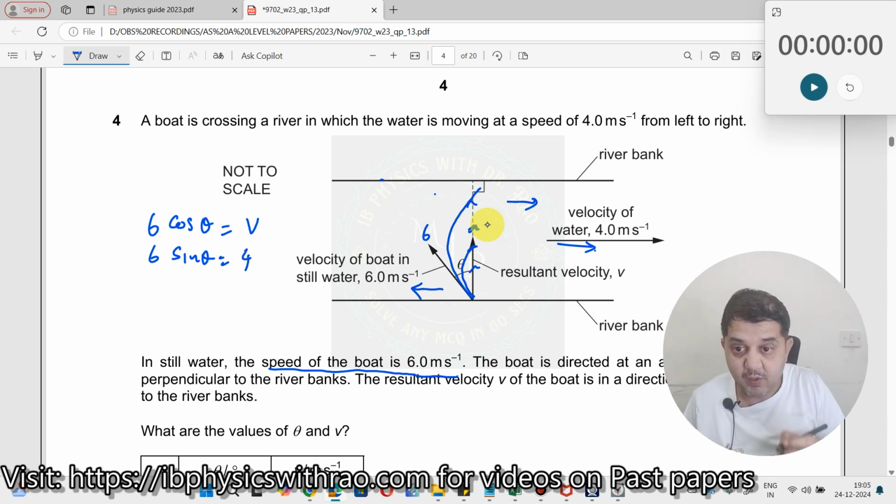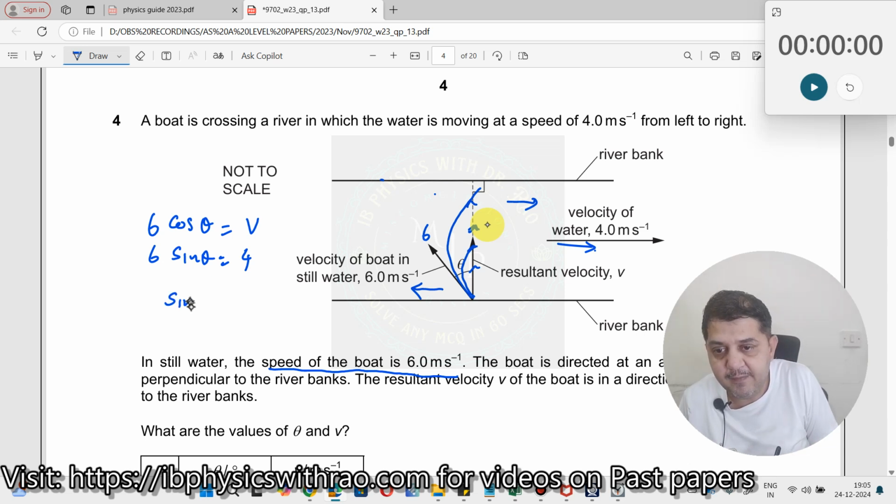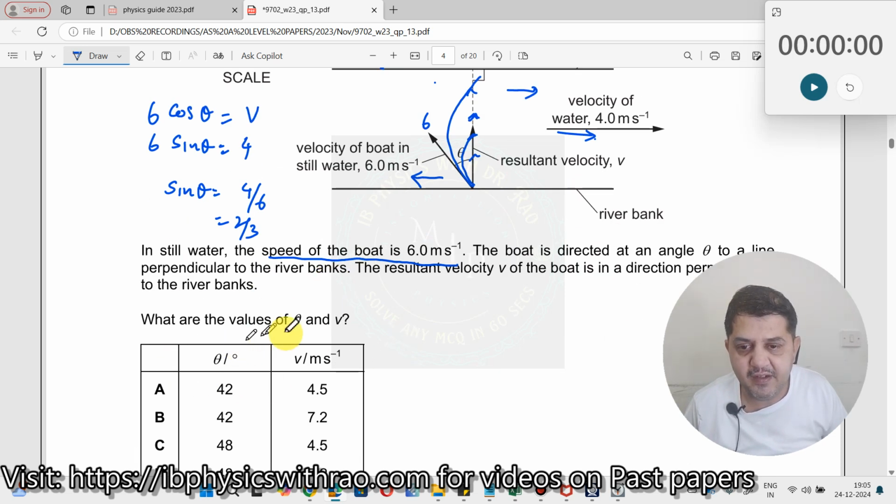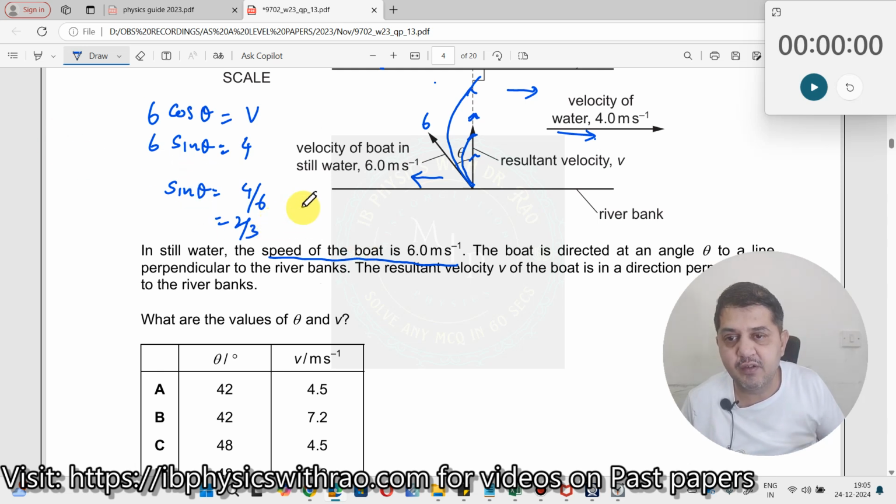Now we'll find sin theta from here. Sin theta is equal to 4 by 6, which is equal to 2 by 3. What is it we need to find? We need to find the value of theta and v. Therefore we need to get this value. If I get the value of theta, I can get the value of v.